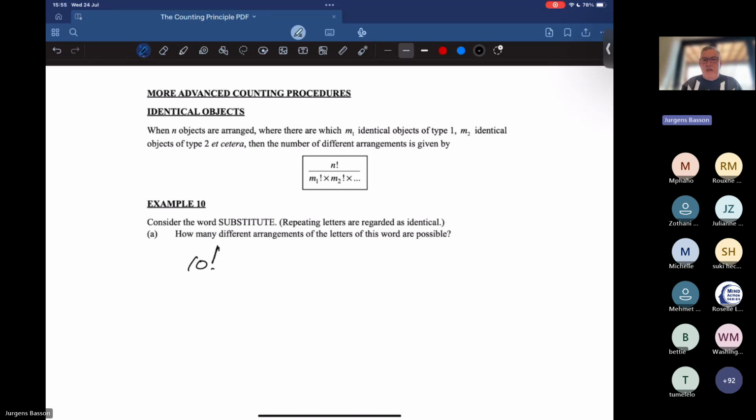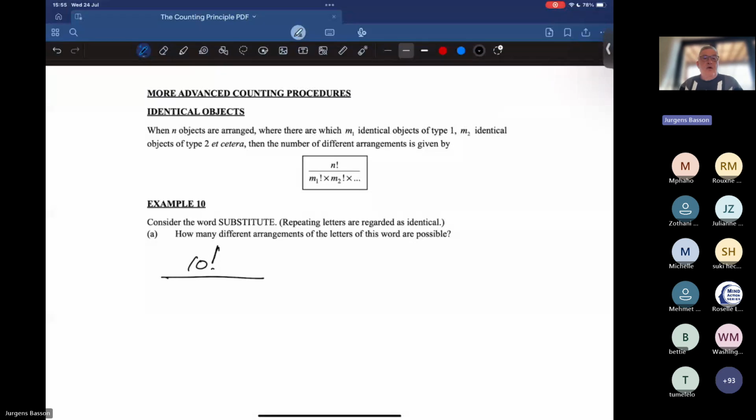But I hope you agree with me, 10 factorial is not the answer for this one. And the reason is, if I swap this S and that S, then the word is the same. If I swap this U and that U, the word will be the same. If I swap T and T, the word will be the same. So within this 10 factorial number of arrangements, some of those arrangements are the same, and we must remove them. And we do it by division. So we are going to divide.